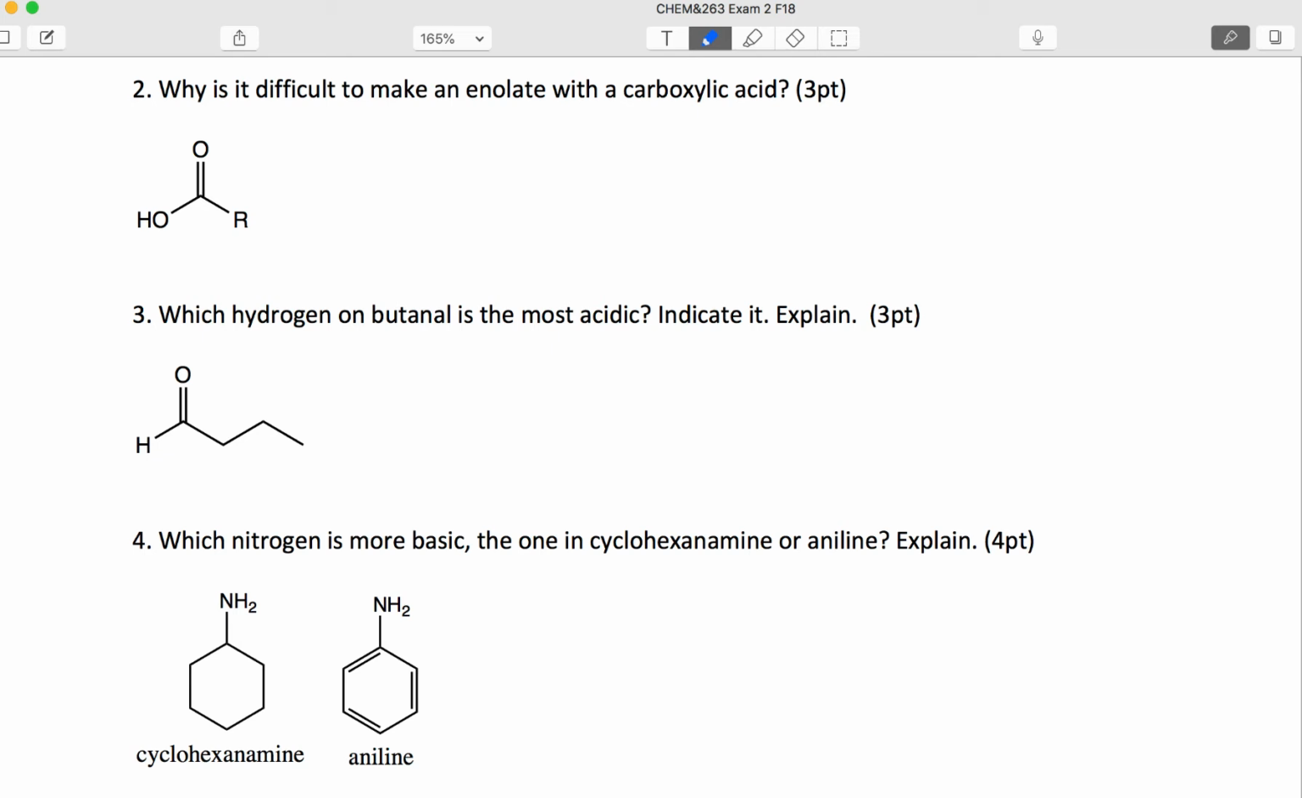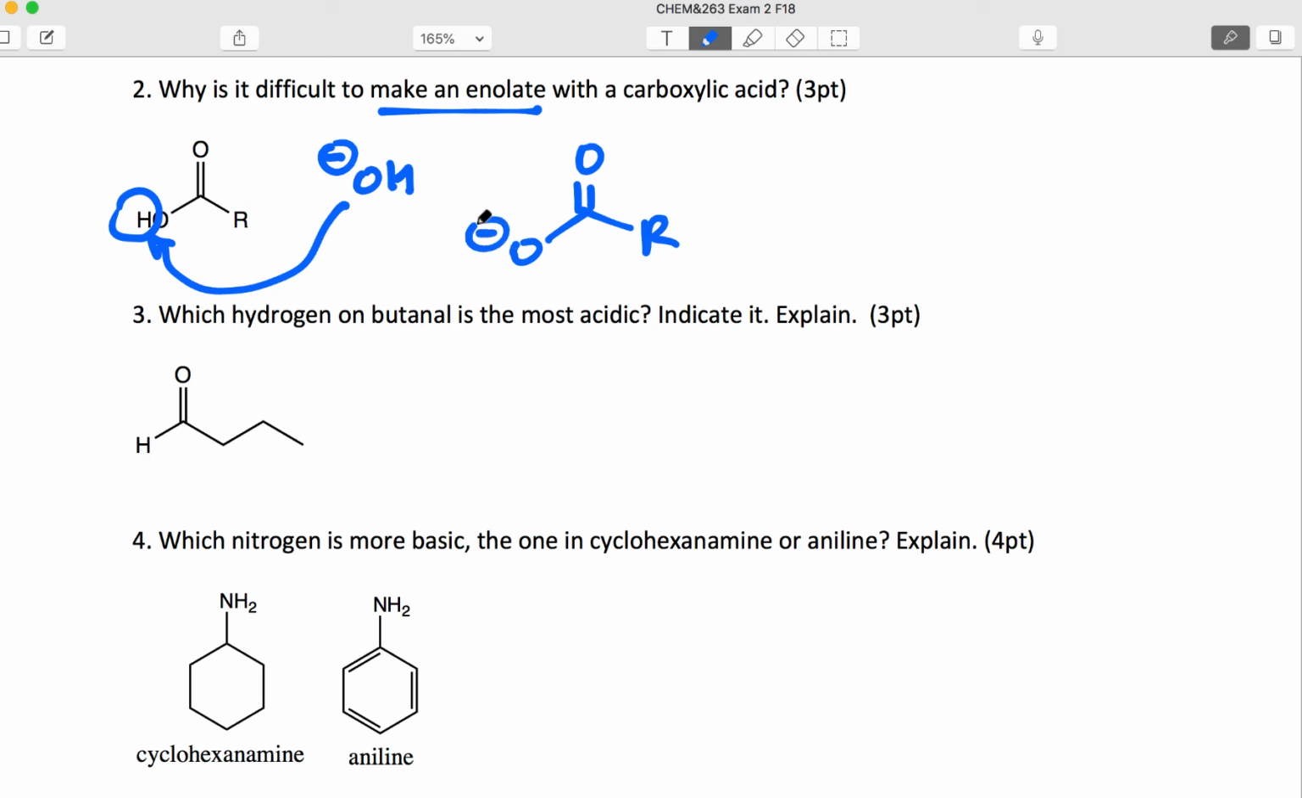So for this one, number 2, the main thing I was looking for is when you make an enolate, you usually need a base. So let's picture we had a base like even hydroxide, or it could be LDA. And the reason why it's hard to make an enolate with a carboxylic acid under basic conditions is because this hydrogen is acidic. So the best you're going to do is, instead of making an enolate, you're going to make a carboxylate, because the pKa of this hydrogen is about 5, so much more acidic than the pKa of the alpha hydrogens over here.